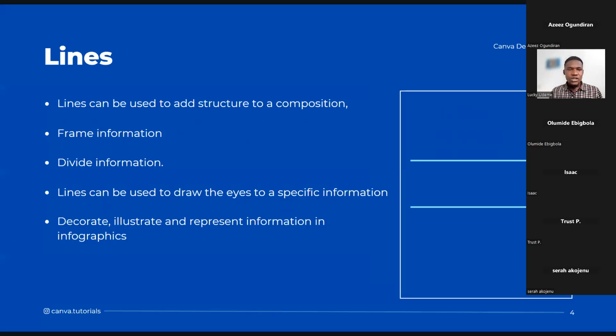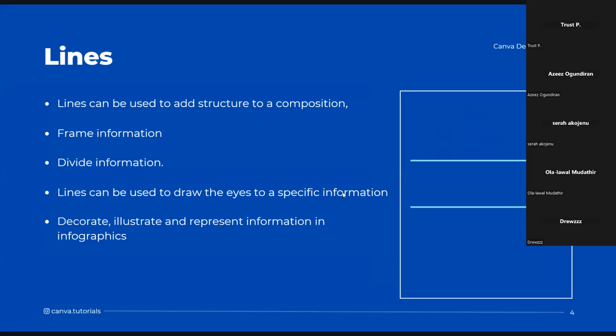The first one here is line. You see that I'm bringing out these elements. All these are elements I actually used in my design, the poster I used to publicize this class. Those are the elements I'm trying to bring out here. So what are lines used for? They are used to add structure to a composition. They can be used for framing. You can use them to divide information. You can use lines to draw attention to specific information. You can use lines to decorate, to illustrate, and to present information in infographics.